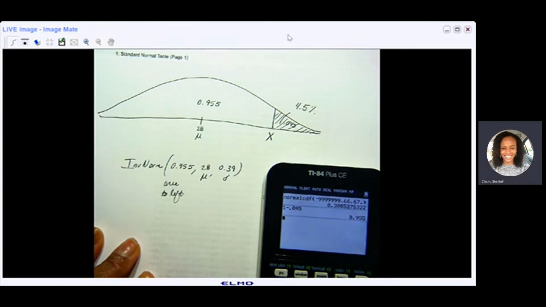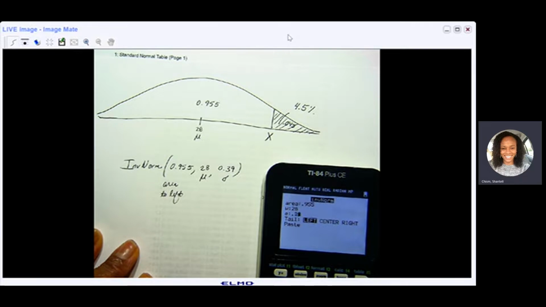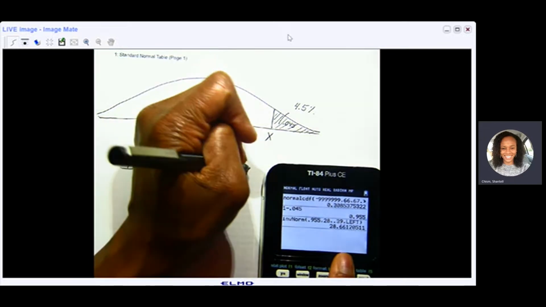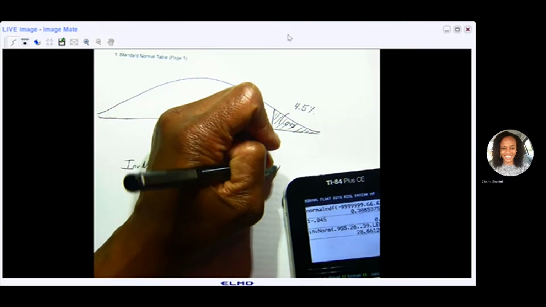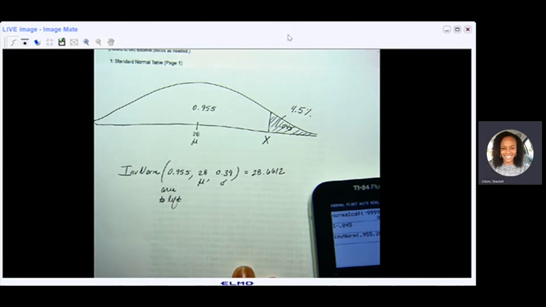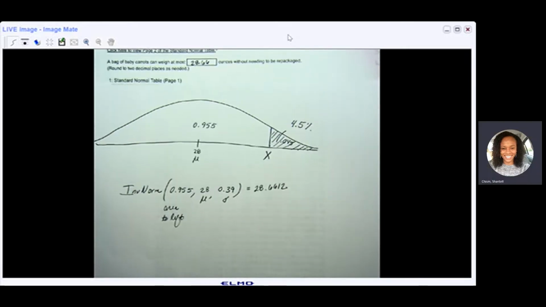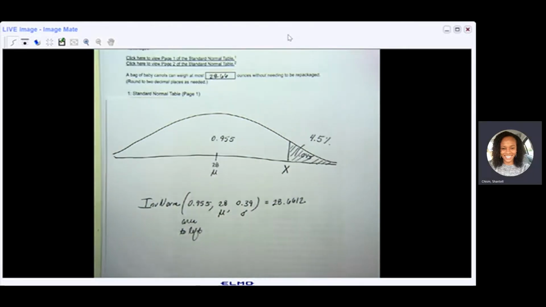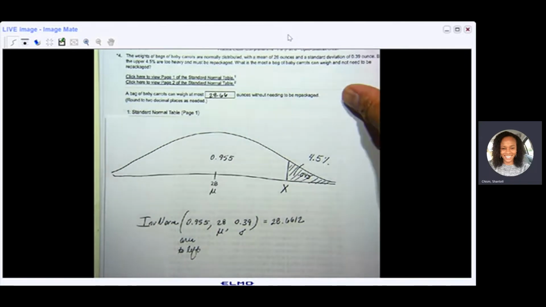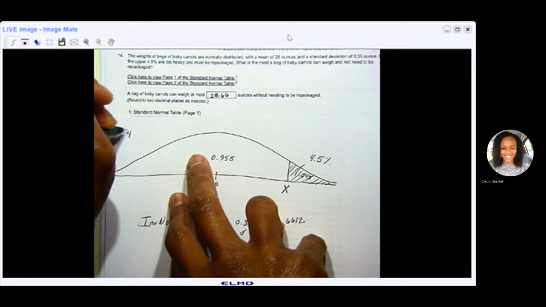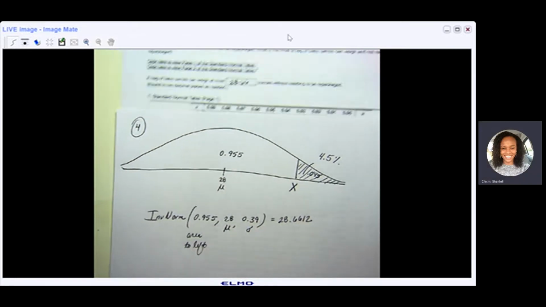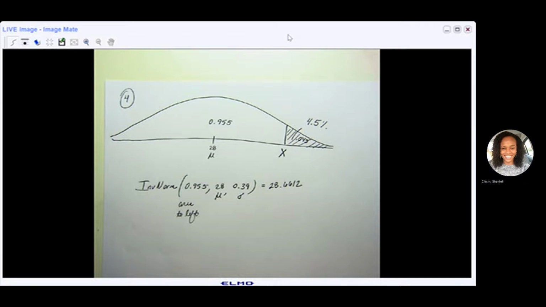So the most that the bag can weigh without needing to be repackaged, 0.955, 28, and 0.39, is 28.66. And they want us to round that to 2 decimals, so 28.66 ounces. Okay, this is number 4, again, on practice exam part B for the final.